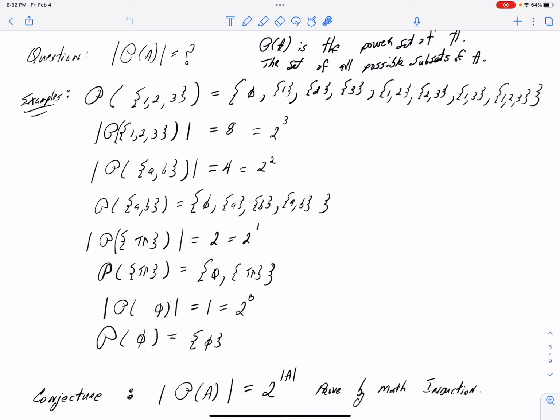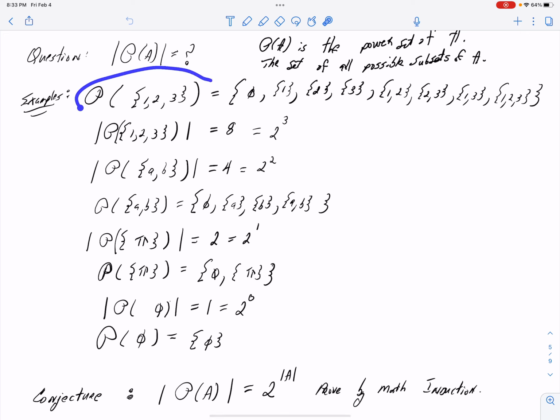Now let's name all the subsets with cardinality 2. Well, if you think about it, there's a set {1, 2}. That's a subset. The set {2, 3}. And the set {1, 3}. Those are all the subsets of cardinality 2. And let's not forget that the set itself is also a subset. So that's the set {1, 2, 3}.